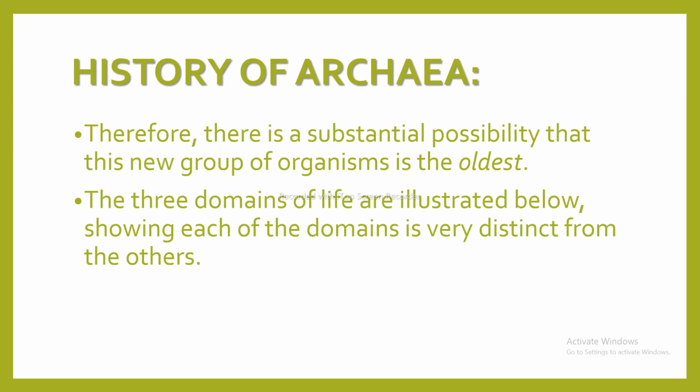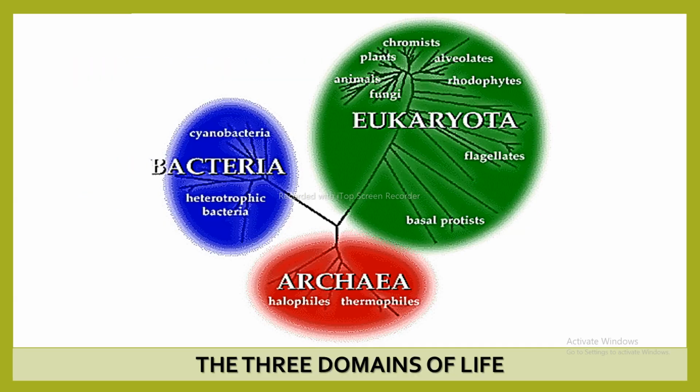The three domains of life are illustrated below, showing each of the domains is very distinct from the others. So, there are three domains. The first domain is the bacteria, which includes the cyanobacteria or heterotrophic bacteria. The next domain is the eukaryota, which includes fungi, animals, plants, slime molds, alveolates and rhodophytes, and flagellates and basal protists. The third domain is the archaea, which includes halophiles and thermophiles as shown in the figure.